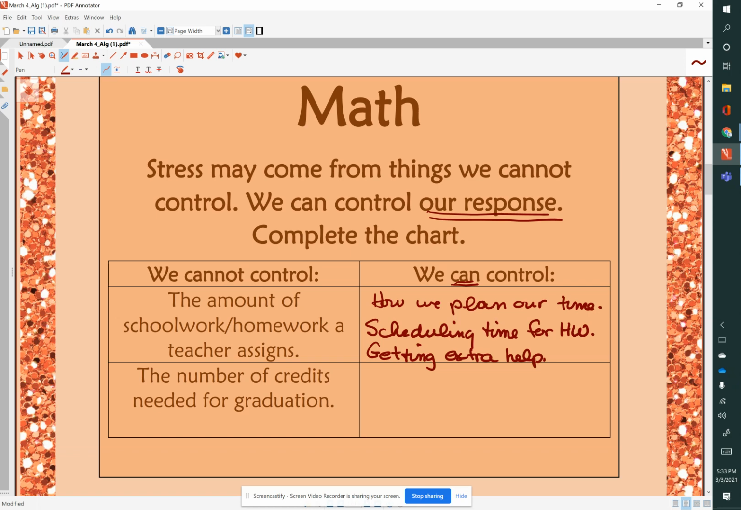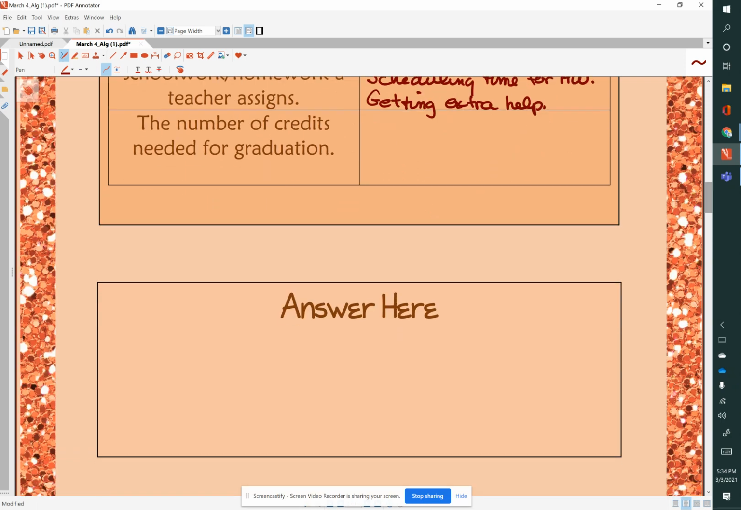Also, let's think of another example. We cannot control the number of credits needed for graduation, but you can control the fact that you pass every class so that it doesn't take you longer. If you don't pass a class, you don't earn that credit for graduation. So you can control that by working as hard as you can in school. So I want you to think about that, and I want you to fill in the chart. And if you have any other thoughts, please put them here.